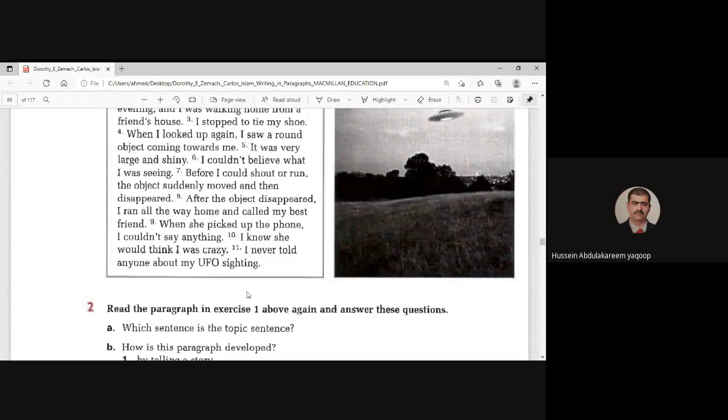Now, which sentence is the topic sentence here in this narrative? Which one? What do you think? First sentence. Is it first, second, third, or which one? First sentence. The first sentence. That's okay.